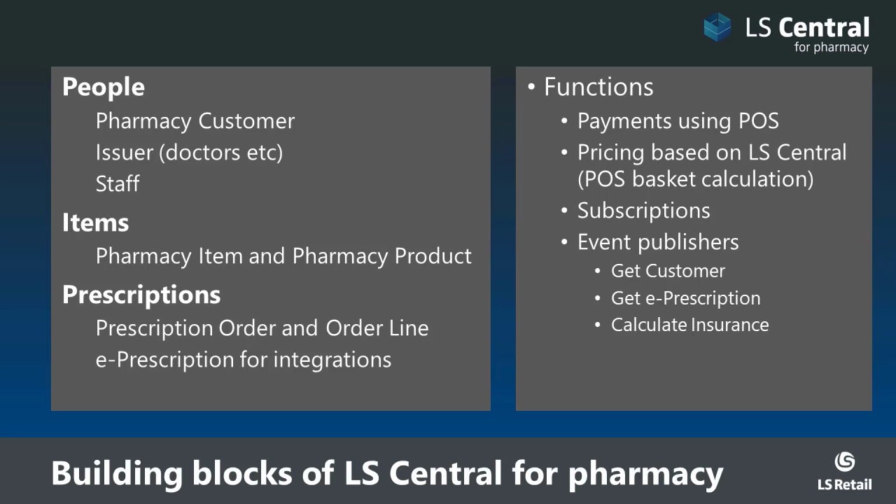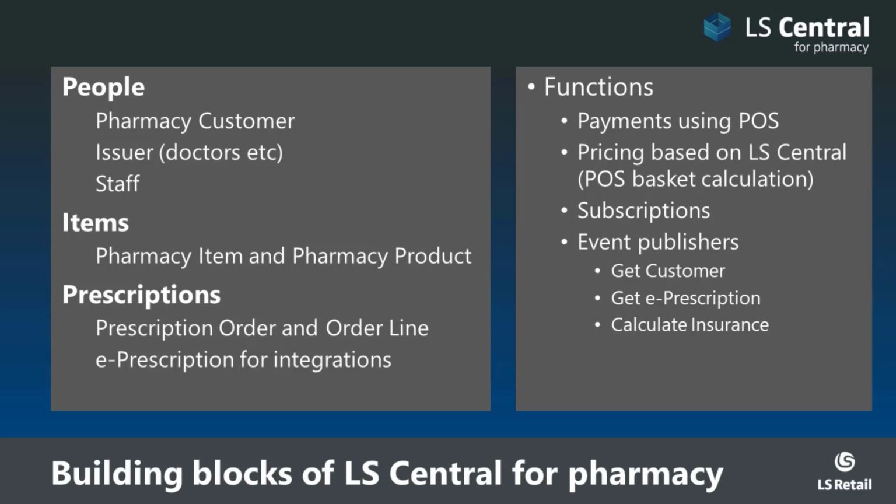Then we have the prescriptions. We have a structure for a prescription order. So an order contains information about the customer, the pharmacy, and the date. And then for each order, we have one or more lines for each prescription. So you can have 1, 2, 3, 4, 5 prescriptions in an order, either all from the same doctor or from different doctors. The functionality includes payment handling.